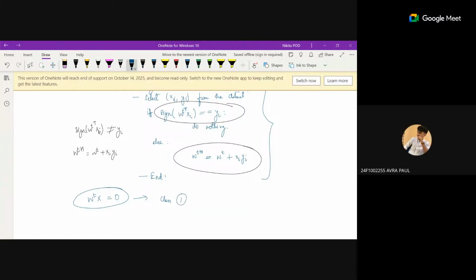But ma'am, we saw a question where the classes were oscillating and it was not converging. Correct. That is another assumption we are going to go into. We assume that the data shouldn't be just linearly separable; there should be some margin to it.